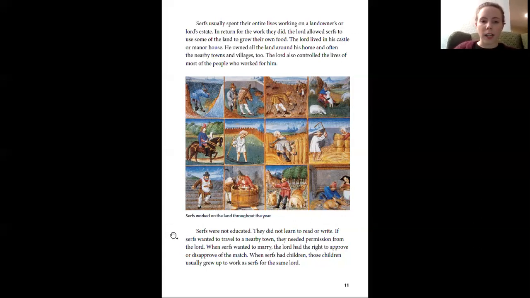Serfs were not educated. They did not learn to read or write. If serfs wanted to travel to a nearby town, they needed permission from the lord. When serfs wanted to marry, the lord had the right to approve or disapprove of the match. When serfs had children, those children usually grew up to work as serfs for the same lord. So they had a lot of power over the serfs. The serfs did not have very much independence.